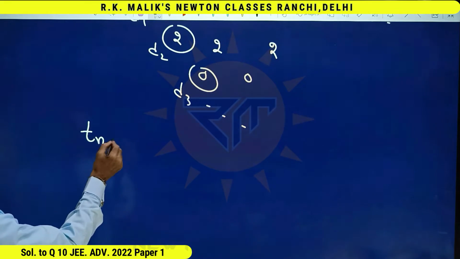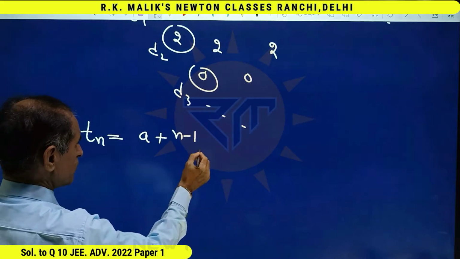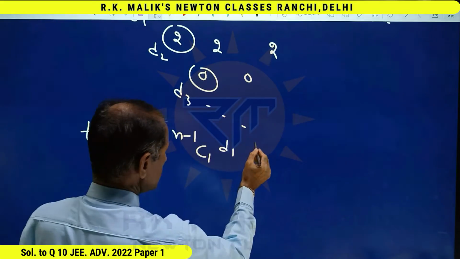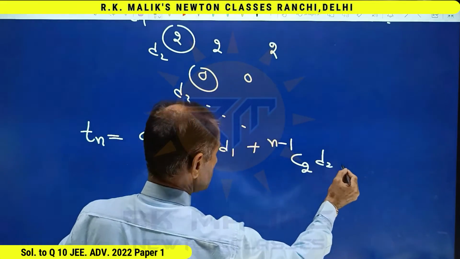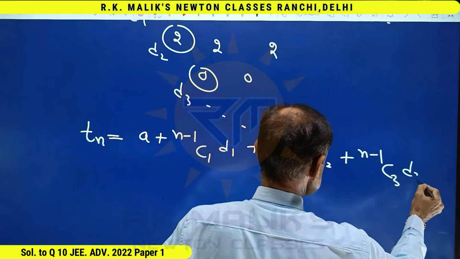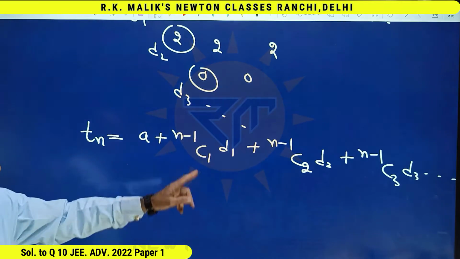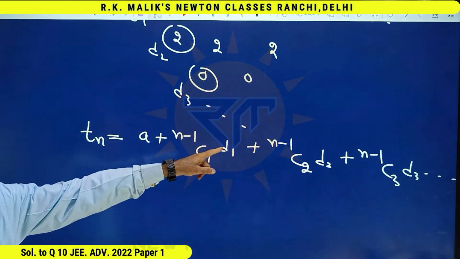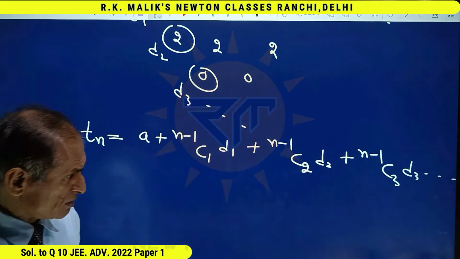Remember that for the nth term the formula is A plus n minus 1 C1 into D1, plus n minus 1 C2 into D2, plus n minus 1 C3 into D3 and so on. In the present case D3, D4 etc. are all going to be 0, therefore these will not be required.